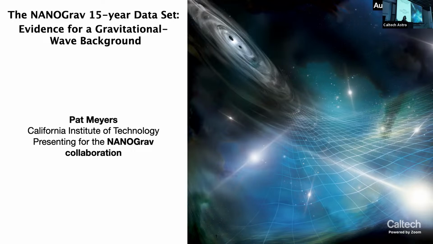So Pat did his PhD at the University of Minnesota, working on the stochastic background, but from the LIGO side, so the ground-based detection effort. Then he moved to Australia at UNIMEL for a postdoc to again work on the stochastic LIGO background and continuous waves from neutron stars, and joined Caltech about 2 years ago to work on NANOGrav.